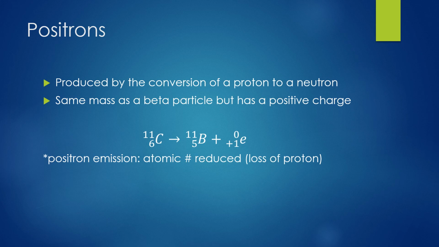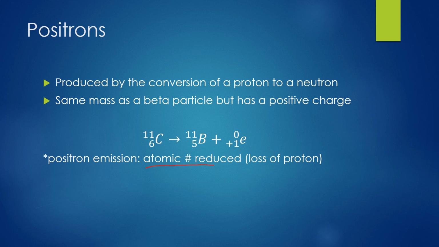So now let's look at positrons. Positrons have the same mass as a beta particle, except they have a positive charge. So that's easy to remember, positron, positive. And they're produced from a proton converting into a neutron. So since we have a proton converting into a neutron, we're going to see the atomic number reduced.